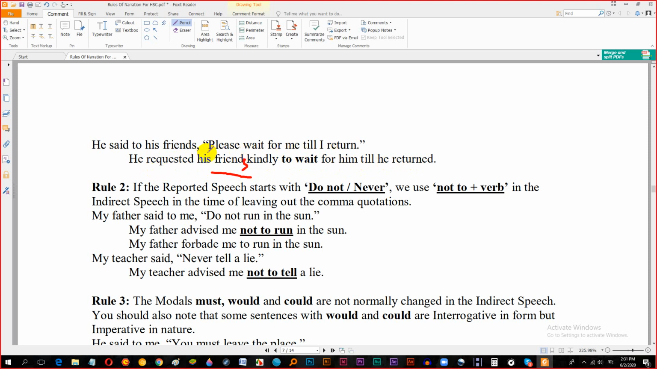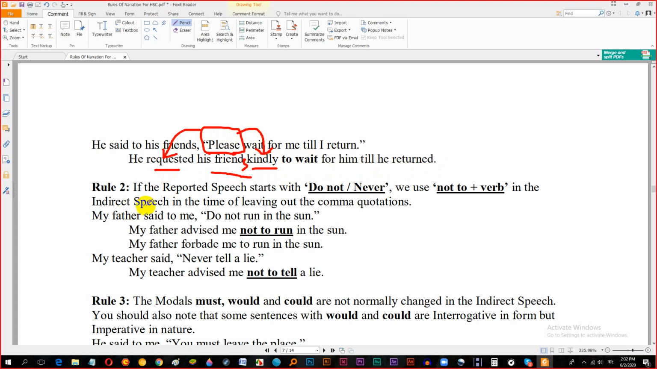So here we find please. So we are just writing, he requested his friends kindly to wait for him till he returned. Listen to me. If we don't use kindly here, there will be no problem either. But we can, as we find place, that's why we are using requested to, and it will be polite and formal to use kindly. So we can use kindly too. So he requested his friends kindly to wait for him till he returned.